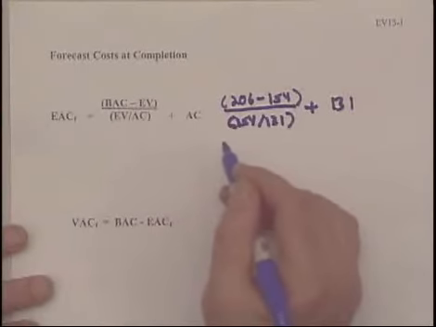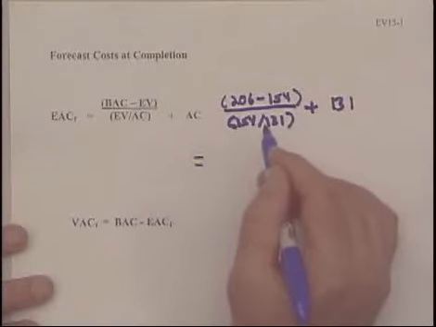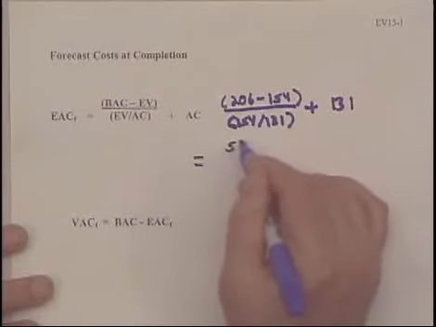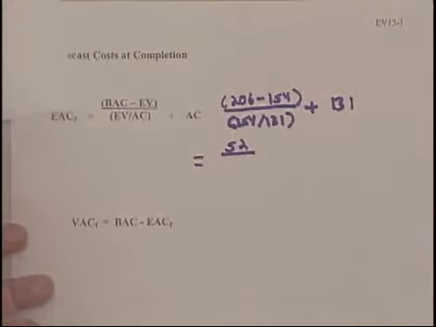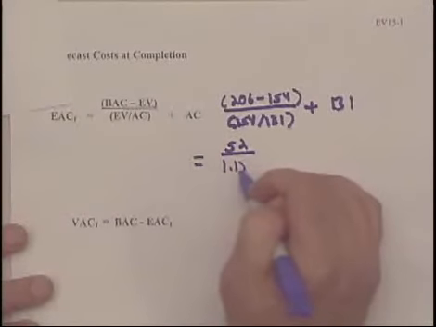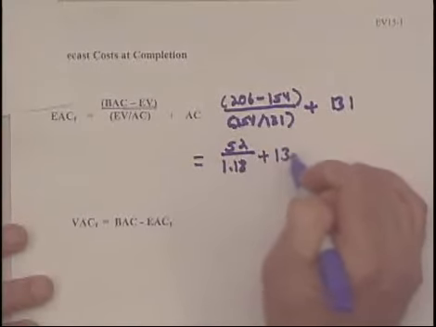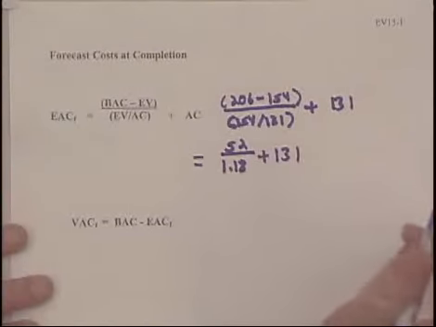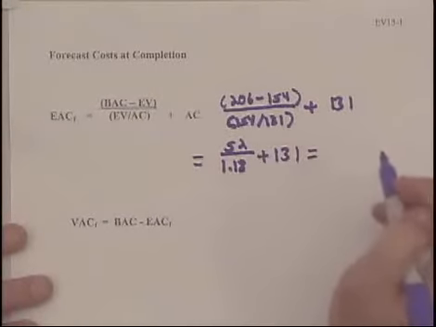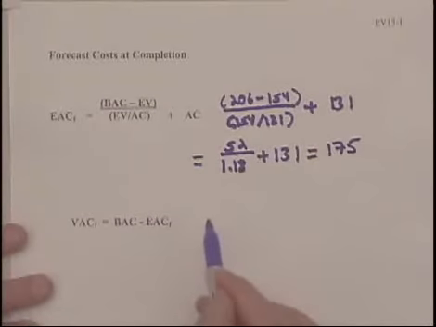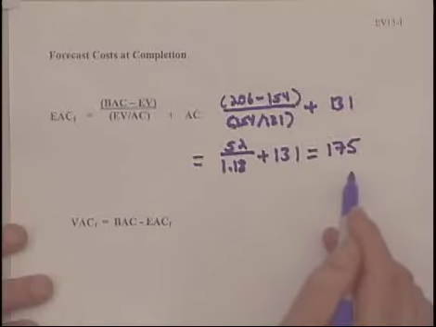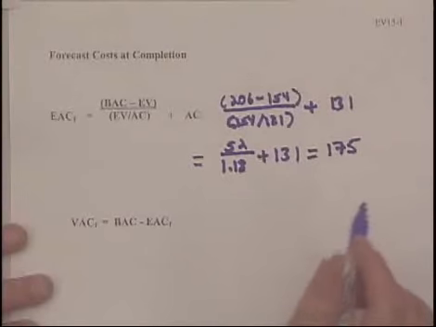So we go ahead and take this formula, and 206 divided by 154 is 52, divided by the earned value, the CPI of 1.18, plus 131. We do the math on that. We find that the estimated cost of completion is now $175,000.